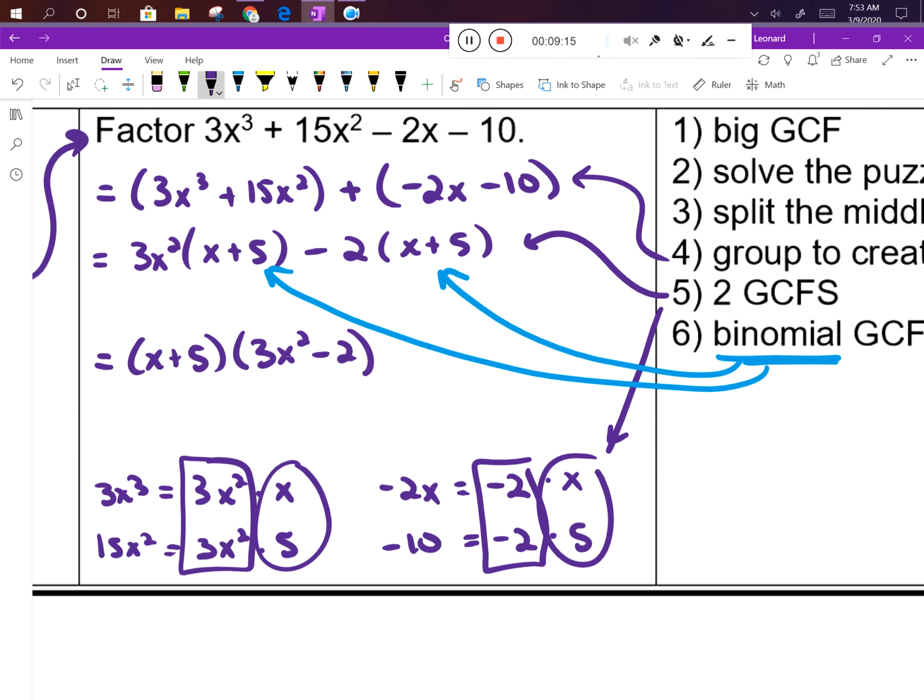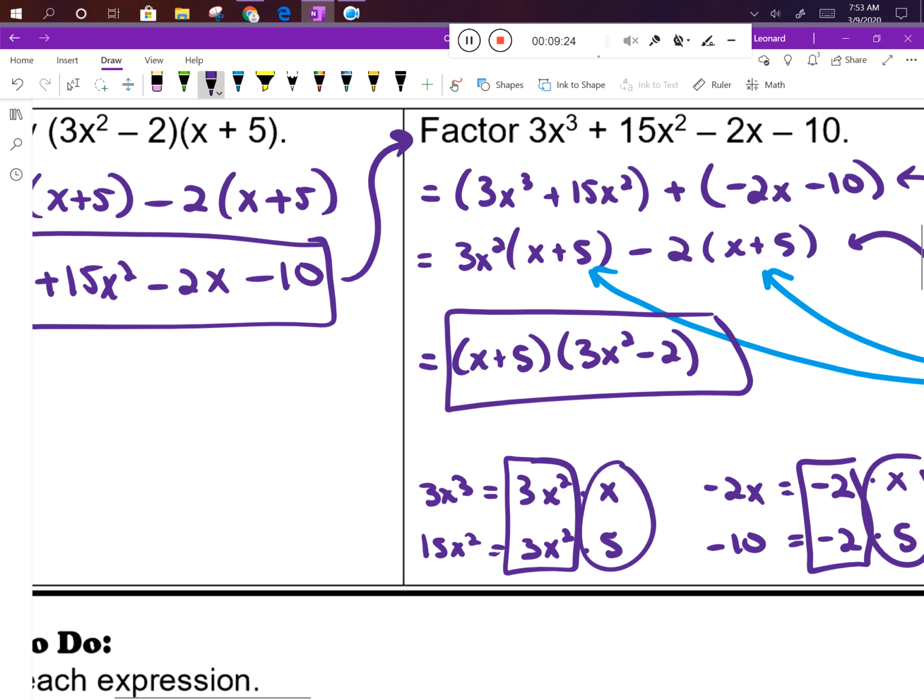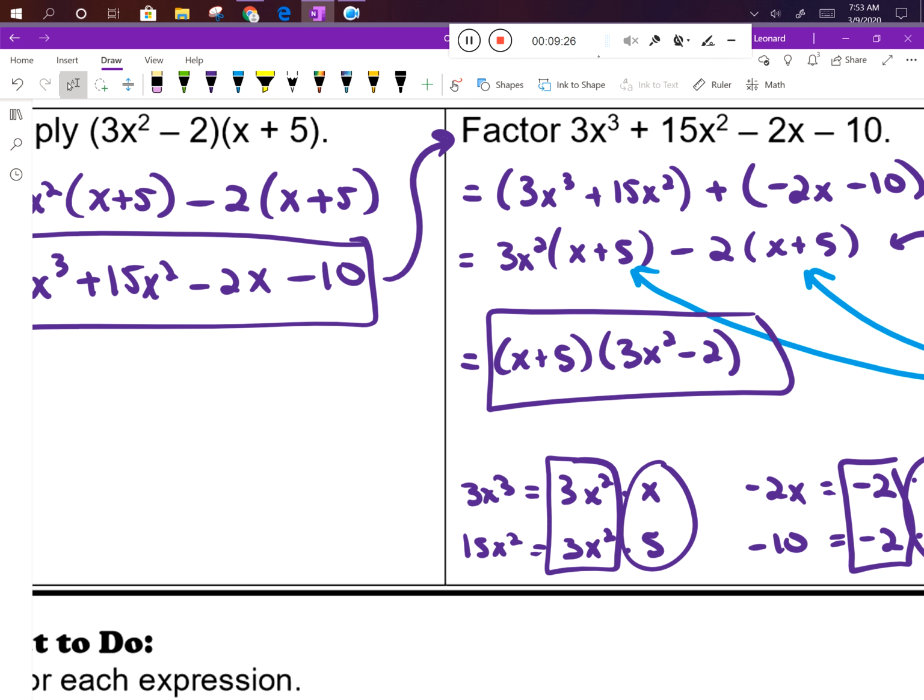Now I have factored this thing into the product of 2 binomials. That is the factorization of that 4-term polynomial. And notice, that is in fact the problem on the left that we did to get this answer in the first place.